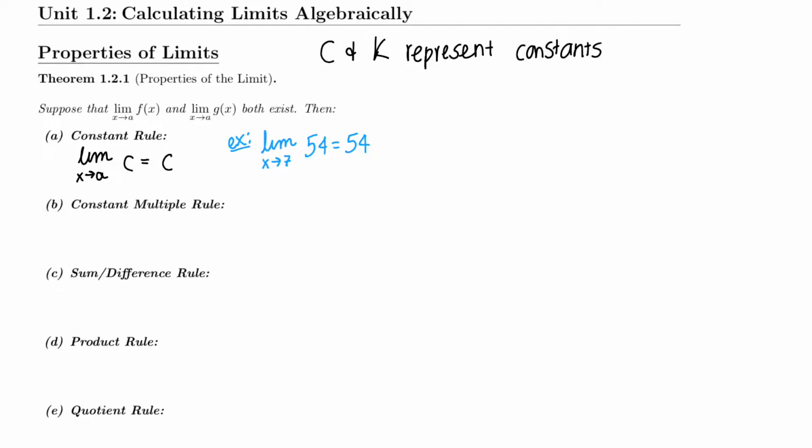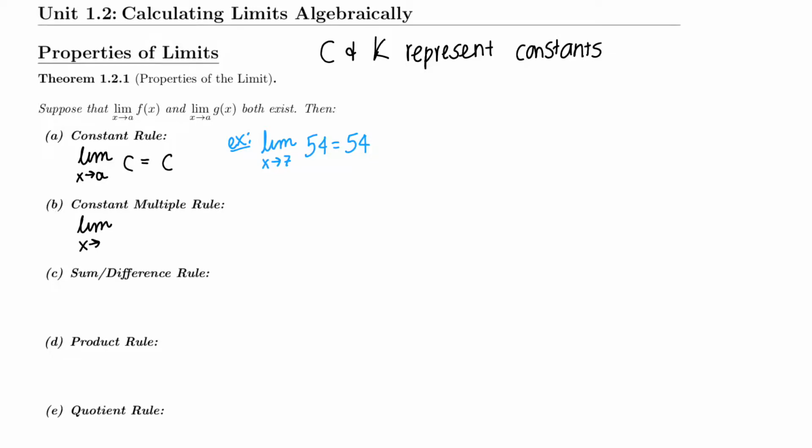The constant multiple rule, and maybe what I'll tell you right now, you do not need to memorize the names of these rules. You need to memorize that these rules exist and what they do, but you do not need to be able to say, this is the constant rule. This is the constant multiple rule. That's not a thing I care about. Just thought I'd point that out.